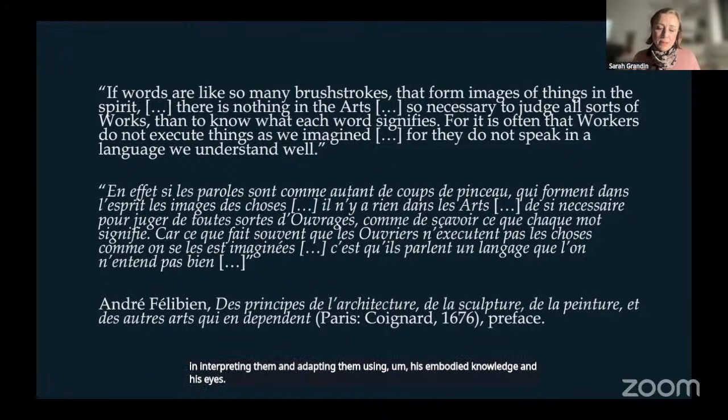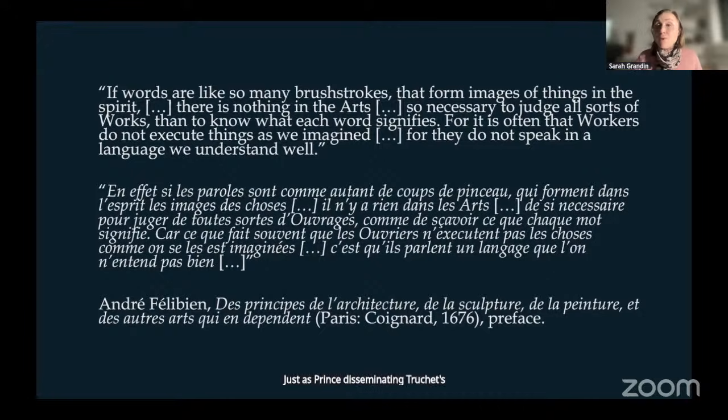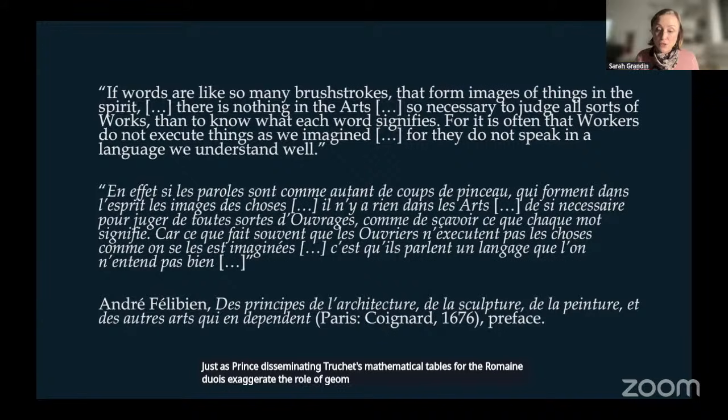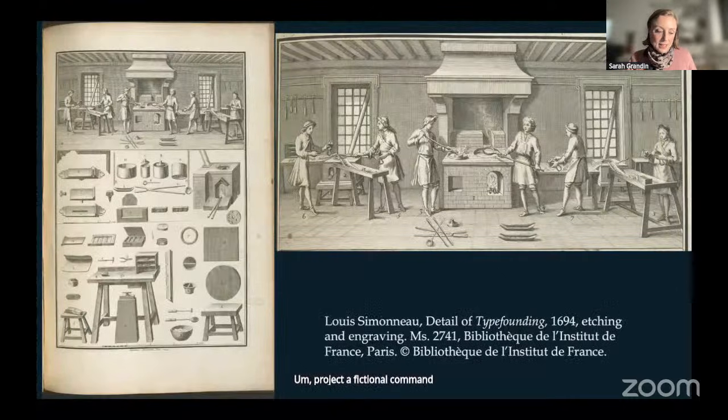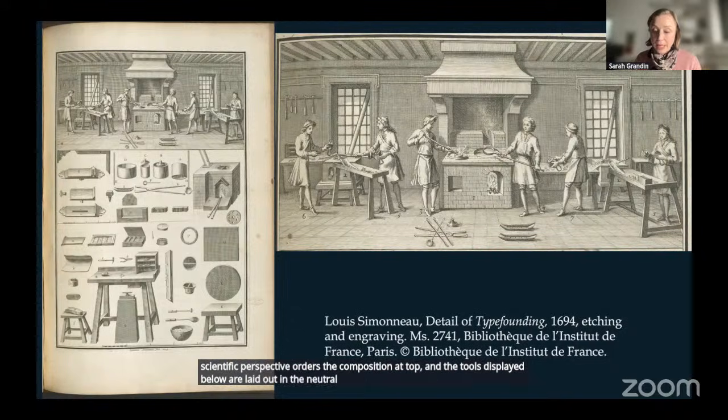Just as prints disseminating Truchet's mathematical tables for the Romain du Roi exaggerate the role of geometry in their execution, so too do prints from the Description des Arts and their imitators project a fictional command of the means of visual representation. Scientific perspective orders the composition at top, and the tools displayed below are laid out in the neutral nowhere of the blank page.